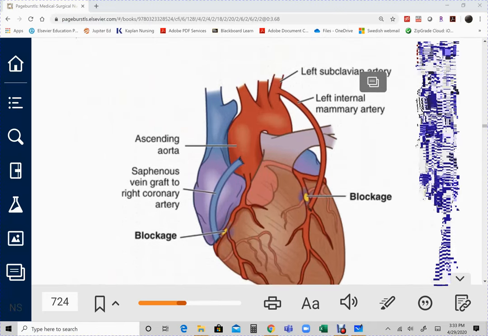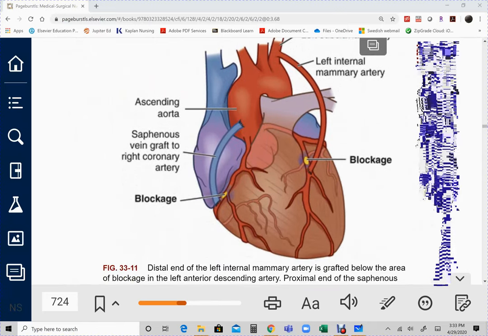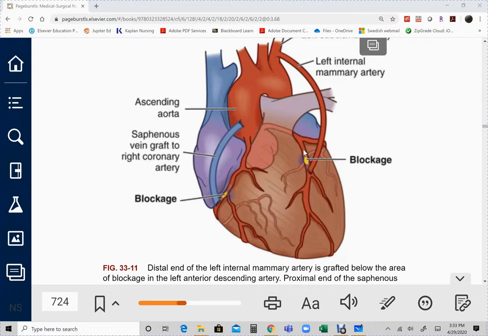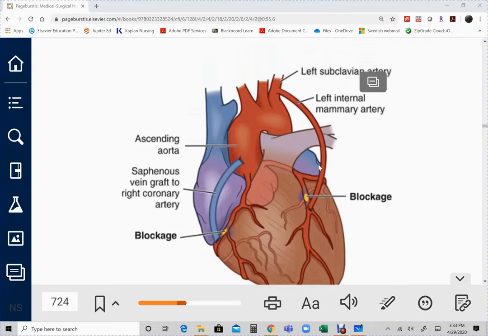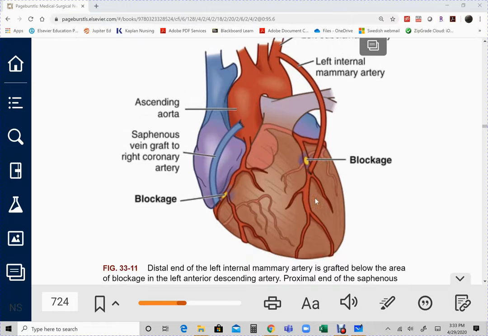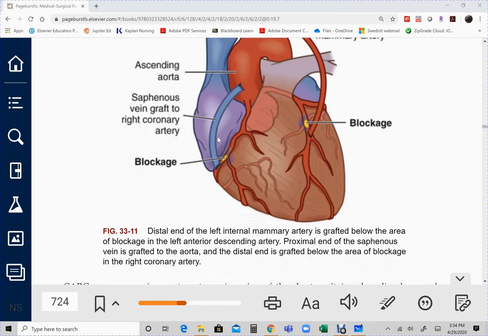Alright, let's say the patient can't have PCI, or it's much worse than we thought, so they'll have to have bypass surgery. The most commonly used vessel is the internal mammary. It's easier because it arises right from here. They just take this out of the breast and put it onto the coronary artery. That's easiest. If that's not available, then you'll have to use the saphenous vein, which will be harvested from the leg veins.